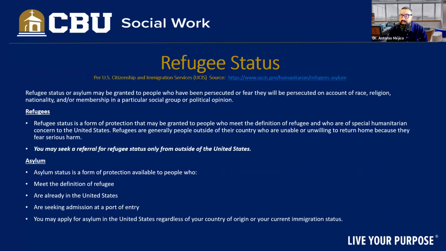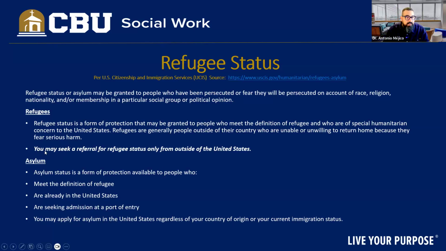Refugee status, or asylum as we call it, may be granted to people who have been persecuted or fear they will be persecuted on account of race, religion, nationality, or membership in a particular social or political opinion group. So here's something to consider around refugees. Remember, we talked about the push-pull effect. Refugees are often being pushed from their country of origin and pulled to another country due to violence, war, famine, or persecution for the reasons outlined here, right, per the government's definition.